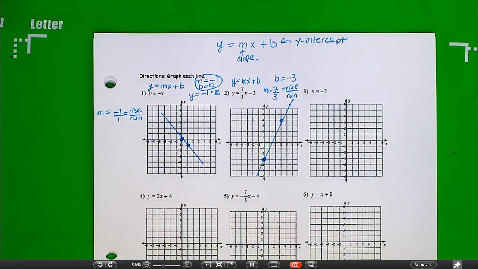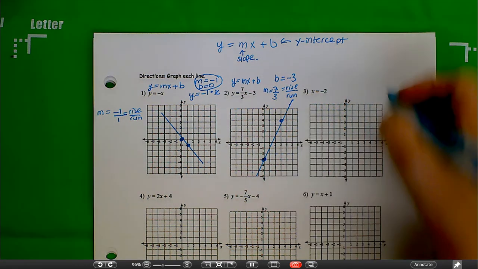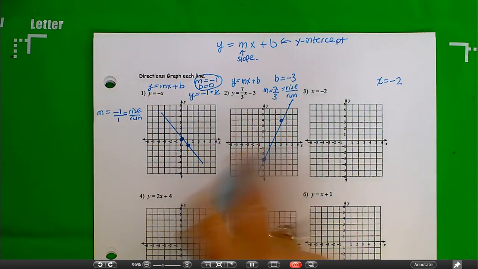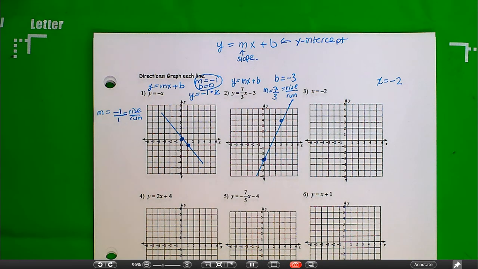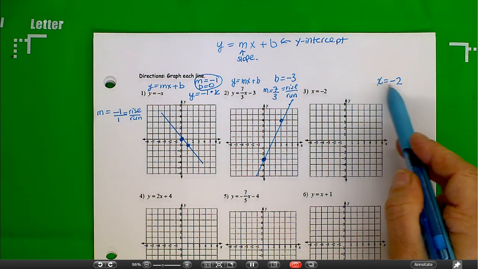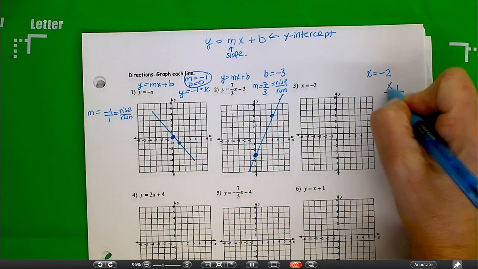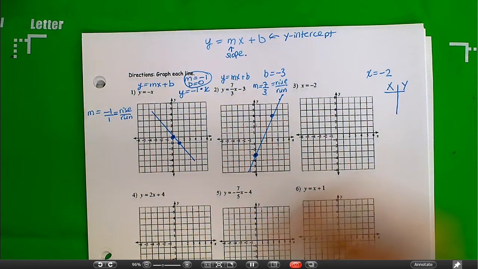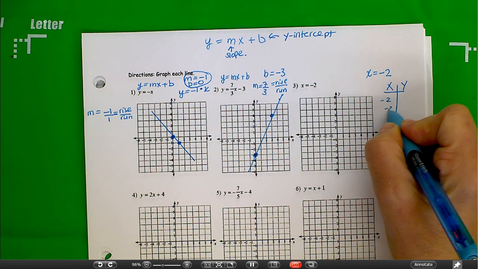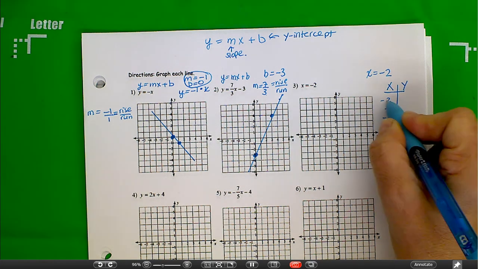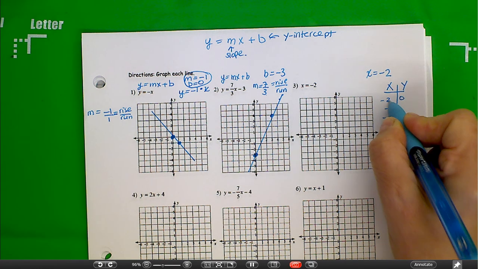Okay. Now let's look at the next question. x is equal to negative 2. How do we do that with y equals mx plus b? We can't. So what we do is, x is equal to negative 2. I'm going to create a table, x and y. x is equal to negative 2 all the time. So if y is 0, x is negative 2.